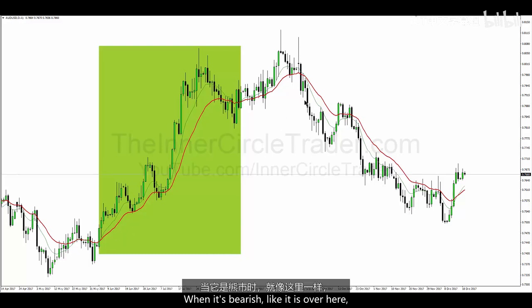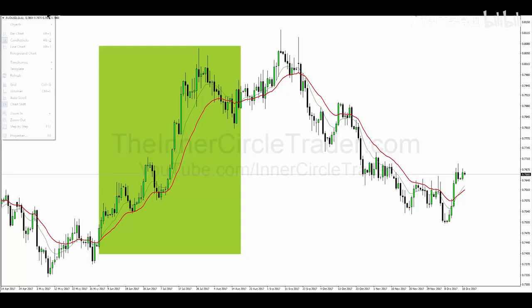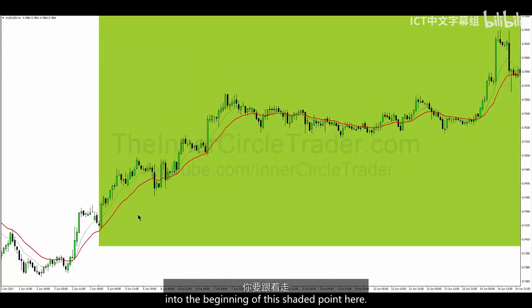When it's bearish, like it is over here, when the 10 period is below the 20 period and it's opening up and both are pointing down, that again is called stacking. That's when the conditions are optimal. Okay, so we have really strong momentum here. So now if we drop down into a 60-minute chart, it'll take us immediately down into the beginning of this shaded point here.